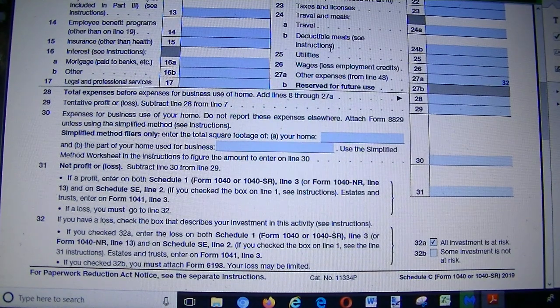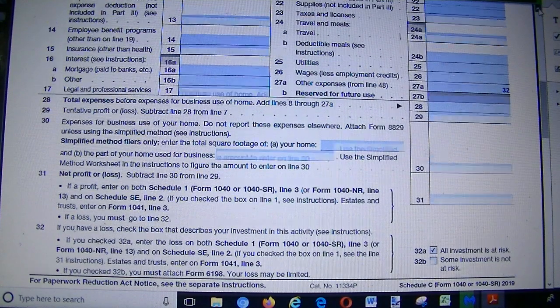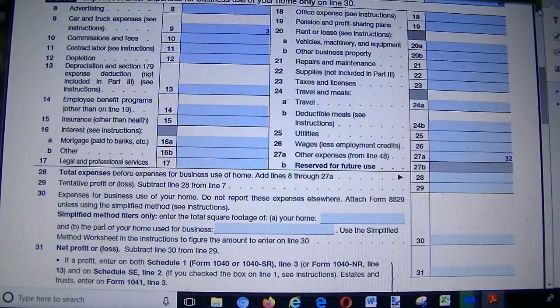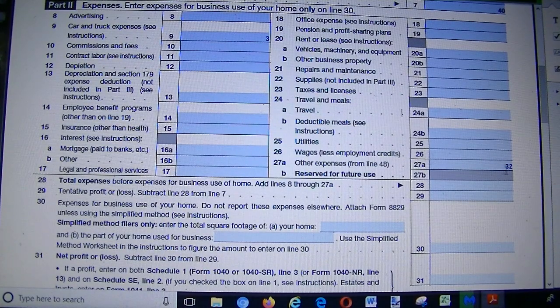So now that we are done with part 2, line 18 to 27, now we are going to work on line 28. Total expenses before expenses for business use of a home. So add line 8 through 27. And line 8, we have $3 there, and line 27 we have 32, so that is 35. So we are going to put 35 here.